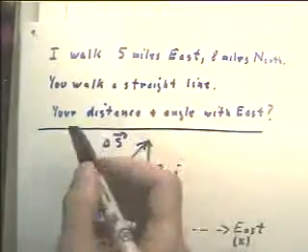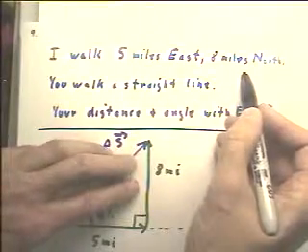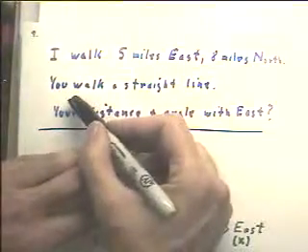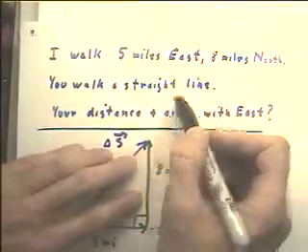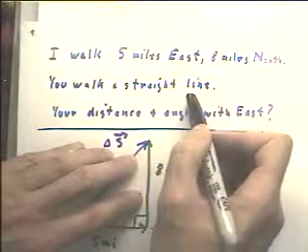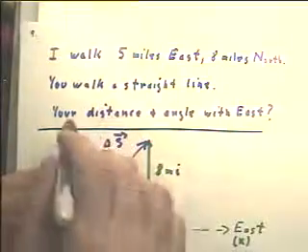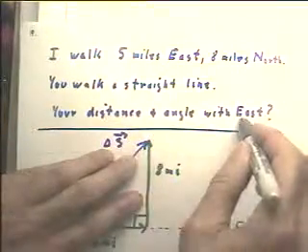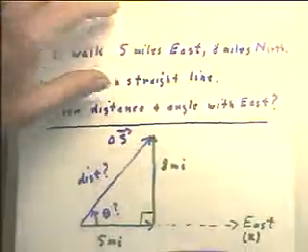Okay, another problem. Let's say that I walk 5 miles to the east and 8 miles north. You start at the same point I do and walk in a straight line until we meet. You figure out where I'm going to be when I'm done and you walk a straight line. You don't have to walk as fast as I do because you don't go as far. Now, what distance and angle with east should you use in order to get to the finish point?